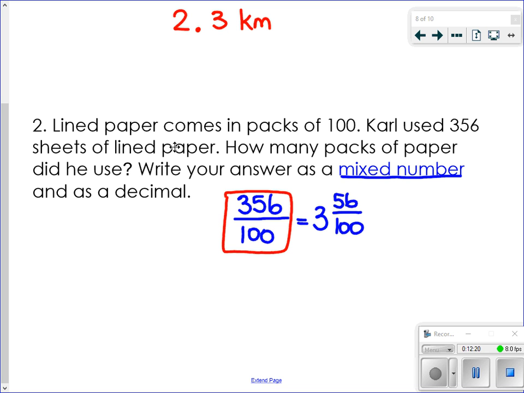Okay, he used 3 packs of paper and 56 sheets out of 100 in the fourth pack. How would I write this as a decimal? 3 and 56 hundredths. 56 ending in the hundredths position, the second place after the decimal. 3.56 packs of paper. In other words, just over 3.5 packs of paper, right?